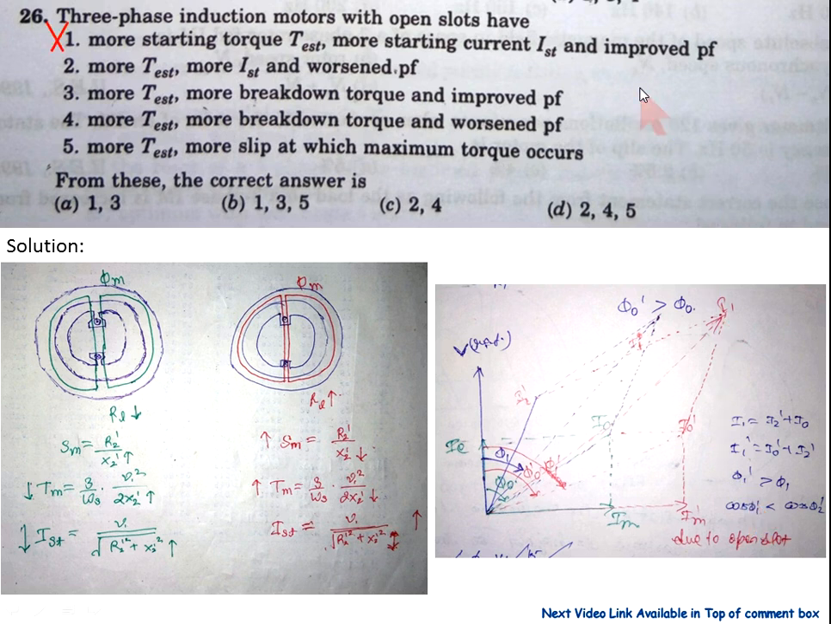Now statement 2. More starting torque, yes, more starting torque. More starting current, yes, worse power factor. So statement 2 is correct. Now statement third: more starting torque, more breakdown torque. Tm is the breakdown torque, the maximum torque is the breakdown torque.